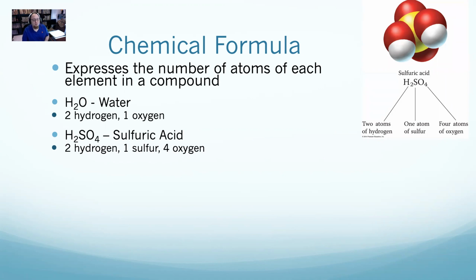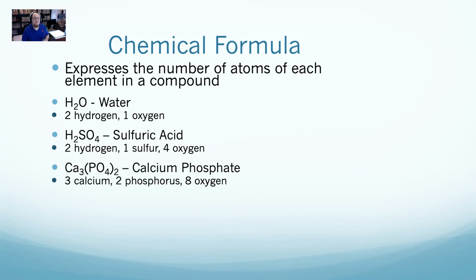Of note, some chemical formulas will have parentheses. In math, if you have an equation with parentheses, it means you multiply everything inside of it. In chemistry, parentheses mean the same thing. Calcium phosphate is Ca3(PO4)2. What that means is calcium phosphate has 3 calciums, and the parentheses mean everything inside is multiplied by 2. PO4 with the 2 means there's 2 phosphoruses and 8 oxygens, because 1 times 2 is 2, 4 times 2 is 8. That's what you get if you have parentheses.